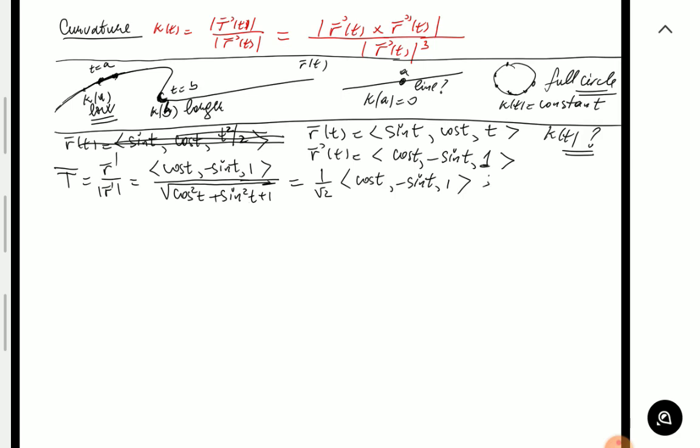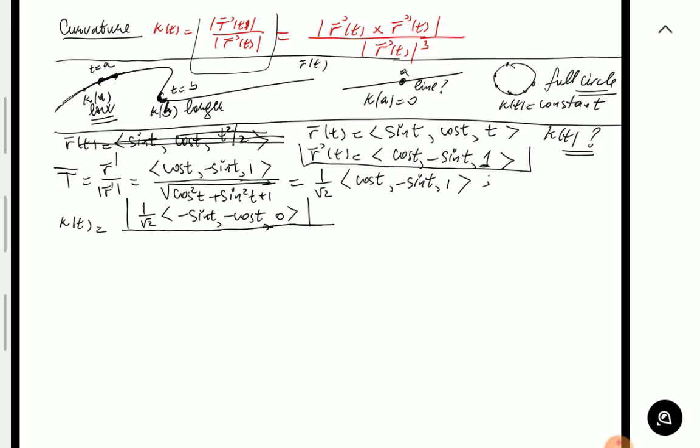And moving on, we need now the magnitude of T prime. In fact, at this point, probably we can just set up the curvature right away. Look at the formula on the top here, right? On the top is the magnitude of T prime, so we're going to have to differentiate T. So on the top is the magnitude of the derivative of T. That's 1 over root 2 times the derivative of that, which is (minus sine of t, minus cosine of t, and 0), divided by the magnitude of r prime.